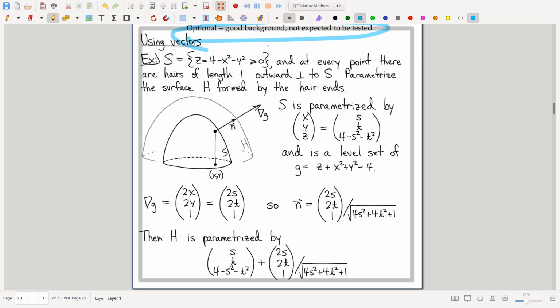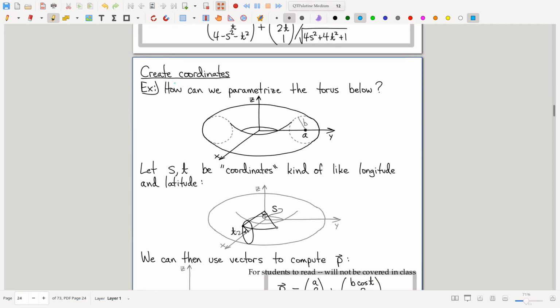And you're welcome to take a look. You don't have to. It's not expected. But we just, sadly, don't have time for this. And again, it doesn't come up very much. So no worries. This one does.